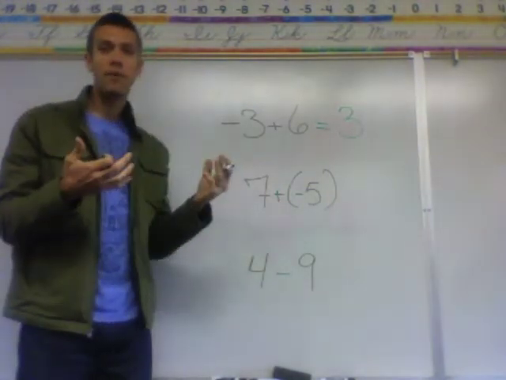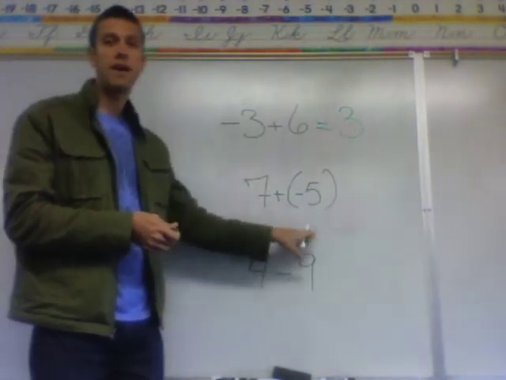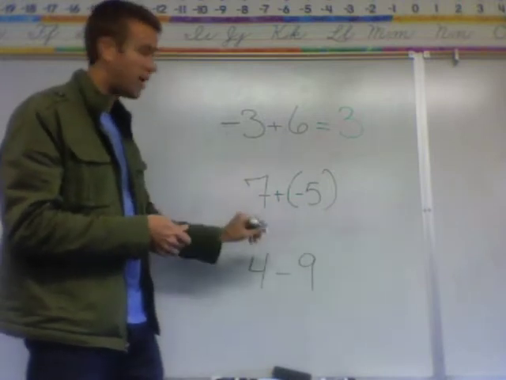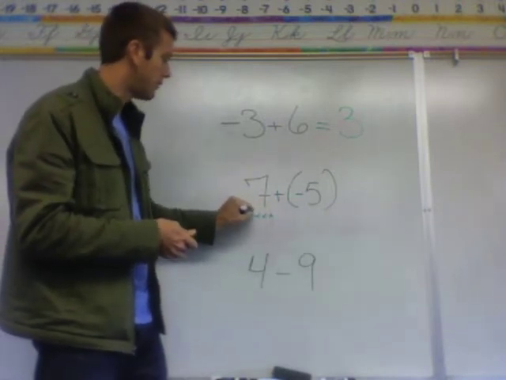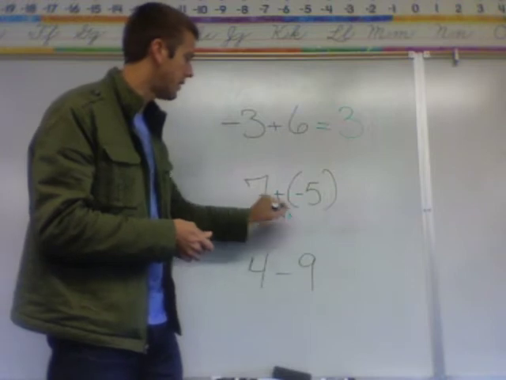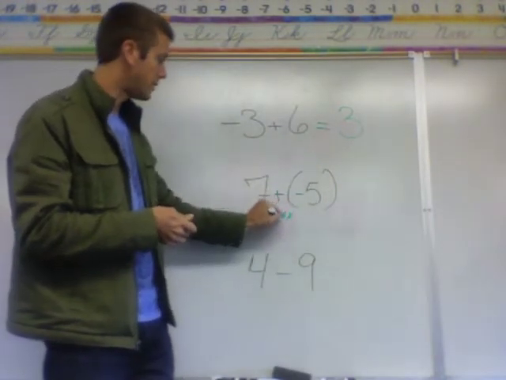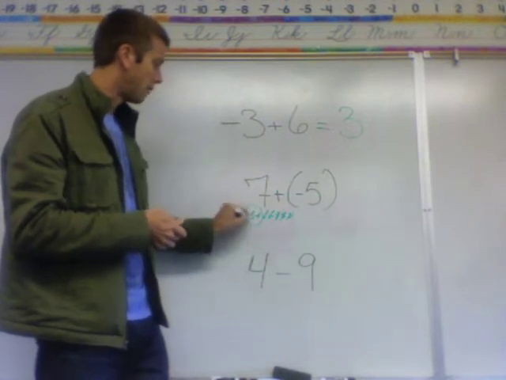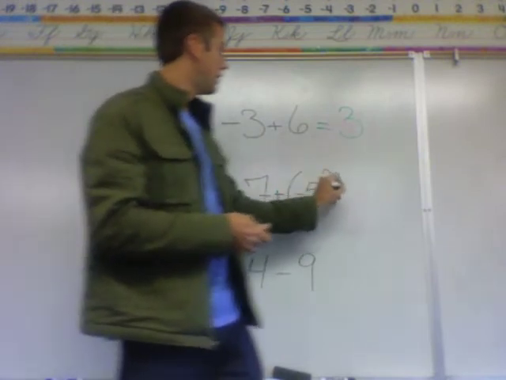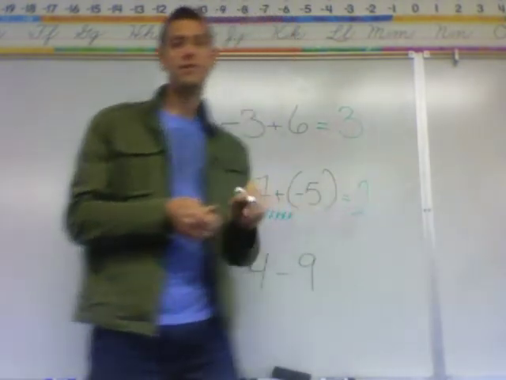You can draw it out, remember. Here I have 7 and 5 negatives. You can do your 7 positives. 1, 2, 3, 4, 5, 6, 7. And we have 5 negatives. Let's cross out 5. 1, 2, 3, 4, 5. I'm left with 2 positives. So my answer is positive 2.